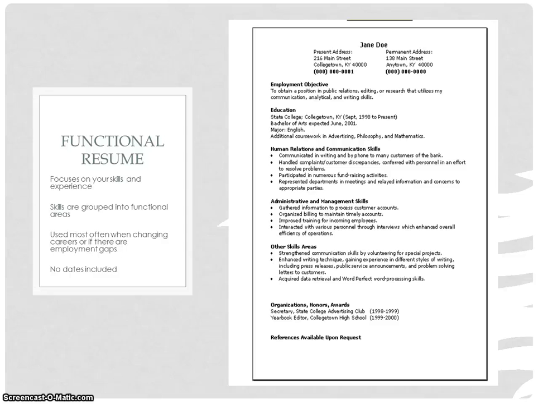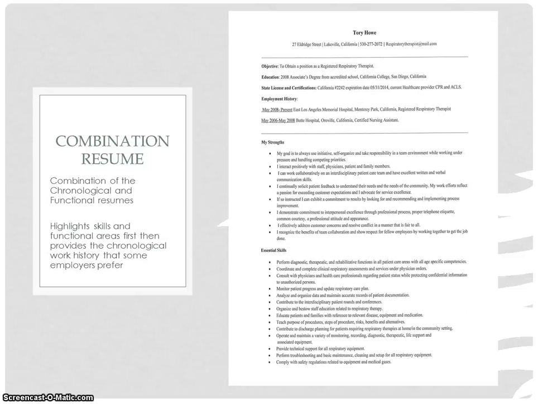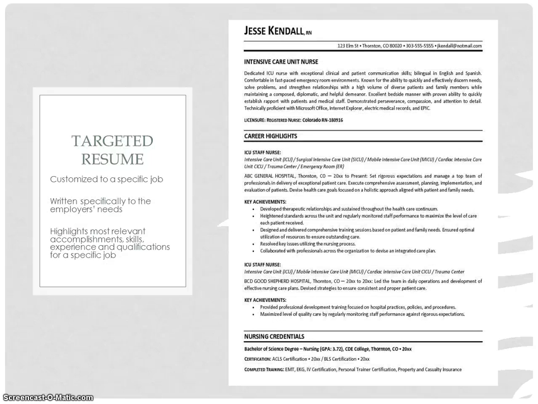The next resume format is the functional. This focuses on your skills and experience, and the skills are grouped into functional areas. It is used most often when changing careers or if there are employment gaps. No dates are included on this resume. The combination resume combines the two, chronological and functional formats. It highlights skills and functional areas first, then provides the chronological work history that some employers prefer. The targeted resume is written specifically to the employer's needs. It highlights most relevant accomplishments, skills, experiences, and qualifications for a specific job.